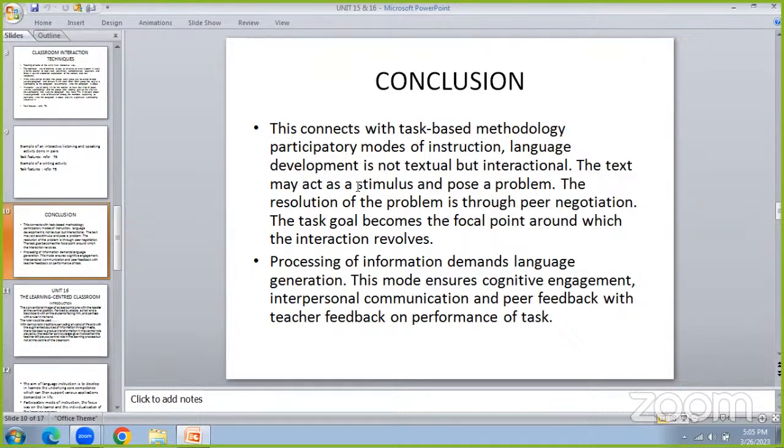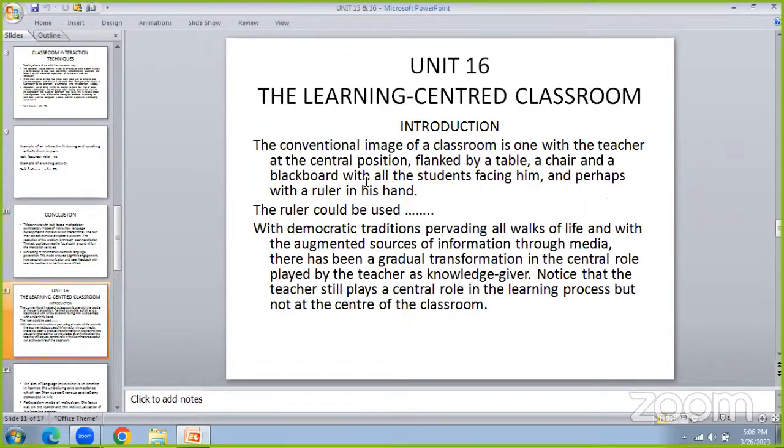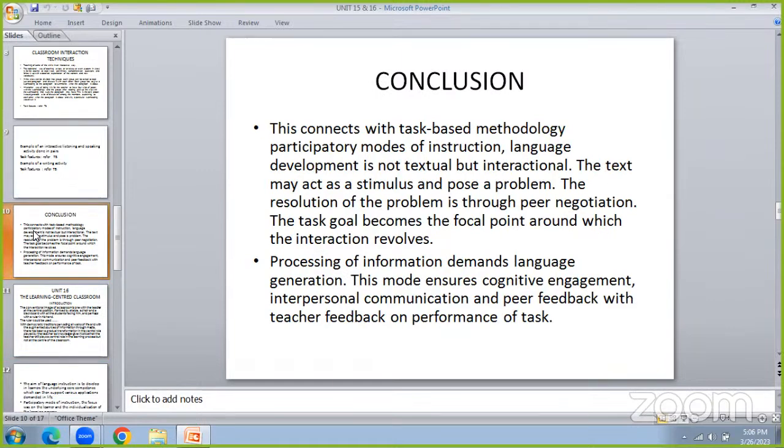The text may act as a stimulus and pose a problem. The resolution of the problem is through peer negotiation, and the task goal becomes the focal point around which the interaction revolves. So whenever you give an activity to the children in groups or in pairs, motivating or encouraging them to have pair negotiations, automatically the interaction revolves around some focal point, and the real communication skills would be enhanced or developed. That can be achieved through these kinds of activities in the classroom. And processing of information demands language generation.